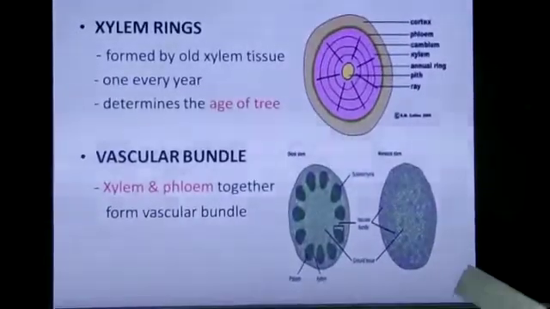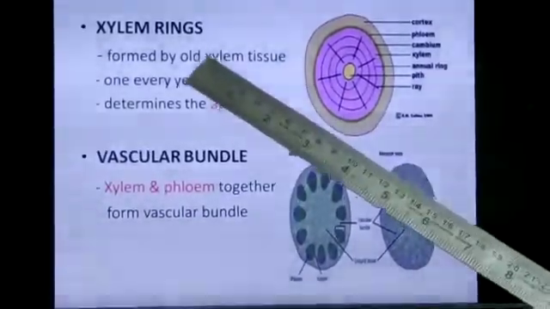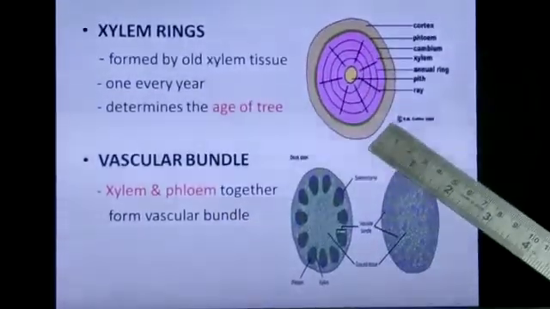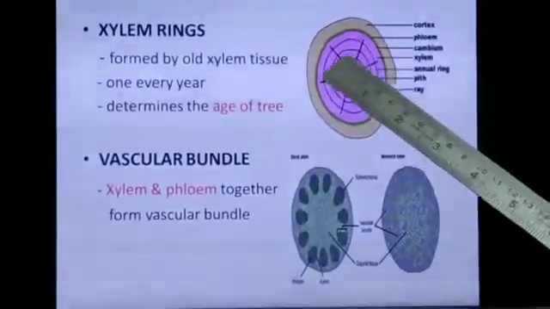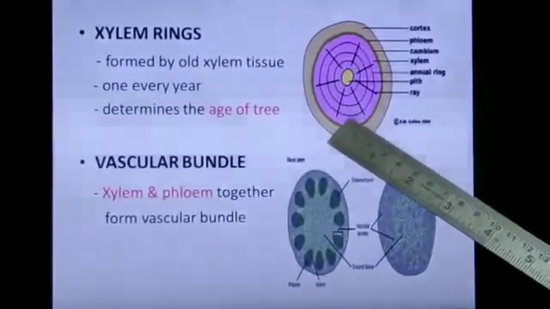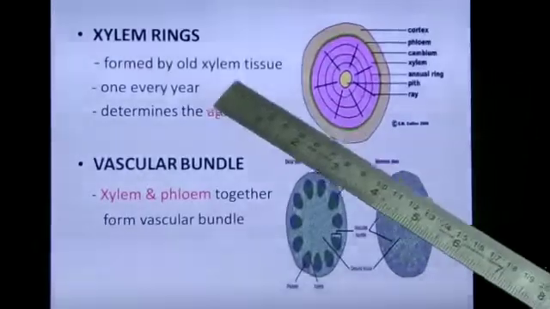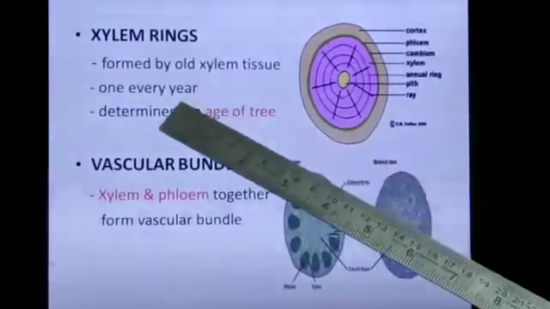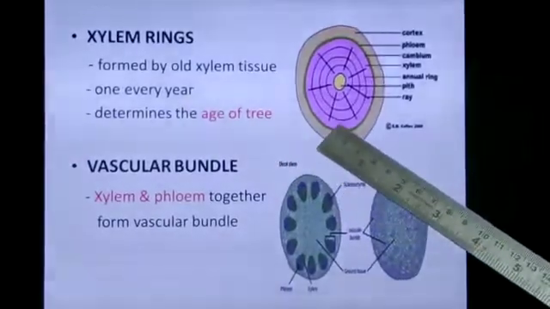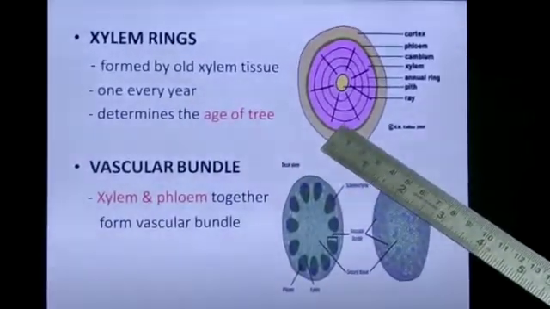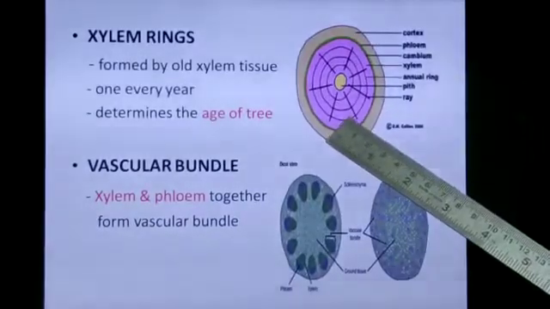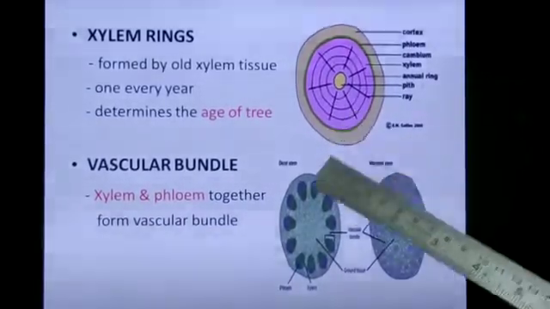Now we need to go through two more terms, xylem rings and vascular bundles. This is a cross section of a stem in which you see many ring-like structures. These are xylem rings. These rings are formed by old xylem tissue, and every year one xylem ring is formed. Therefore, these rings are also called annual rings. It is these rings which are counted to find out the age of a tree.